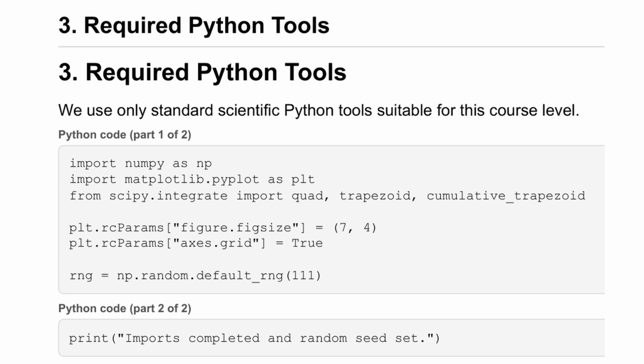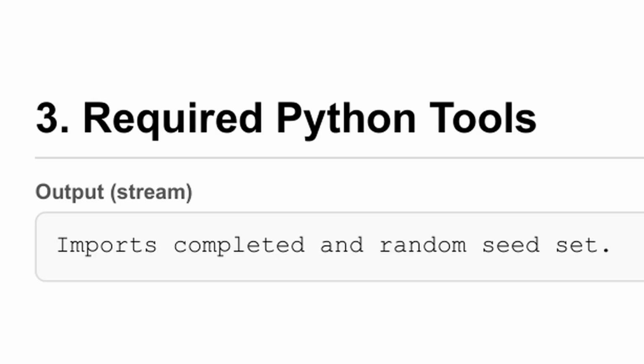We are importing NumPy for numerical operations and matplotlib for visualization. Specifically, we will use trapezoid and cumulative trapezoid from SciPy's integrate module to handle our sampled data. We have also initialized a random number generator with a fixed seed. This ensures that the stochastic results we generate later in the lecture are reproducible and consistent for everyone following along.